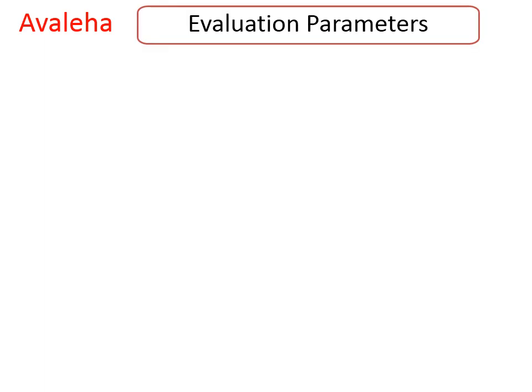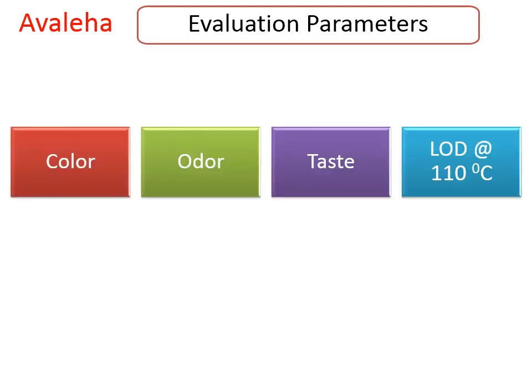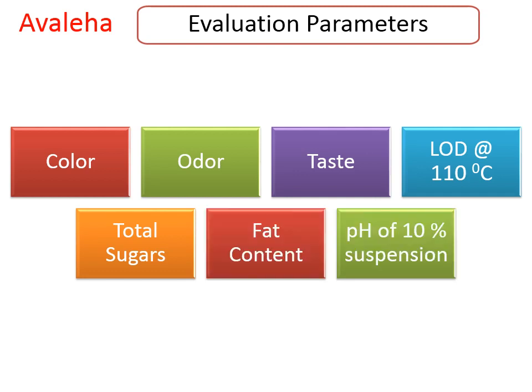About the evaluation of Avaleha, the general parameters are color, odor, taste, and loss on drying at 110 degrees Celsius, total sugar content, fat content, and pH of a dilute solution. That means the dilution is specified to be around a 10% suspension. That is, 1 gram of Avaleha is to be dissolved or suspended in 10 mL of water, and then the pH of the solution is to be recorded. But before recording the pH of the solution, the contents are to be filtered. The filtrate's pH is to be determined.